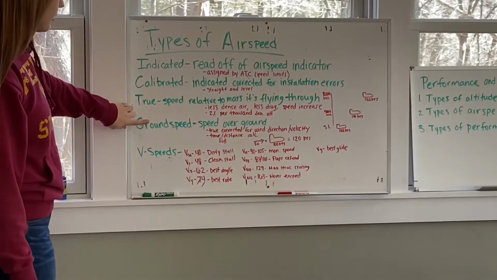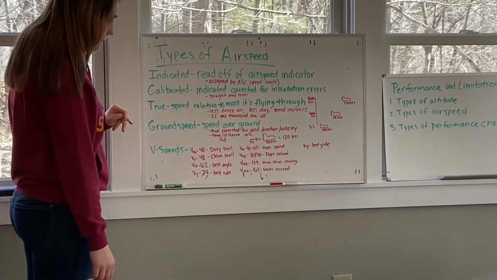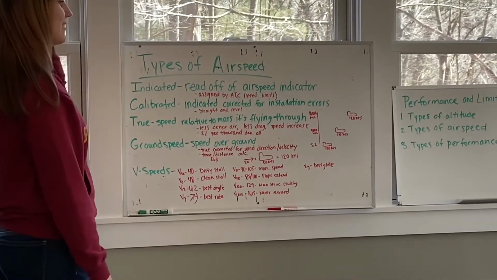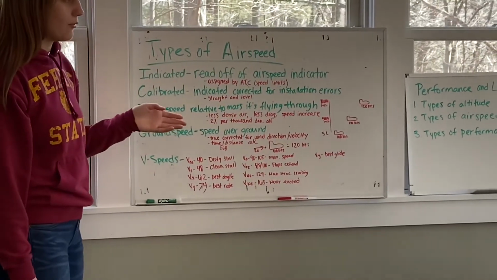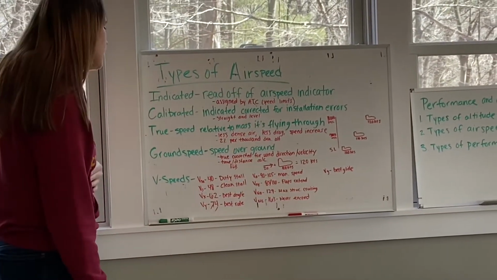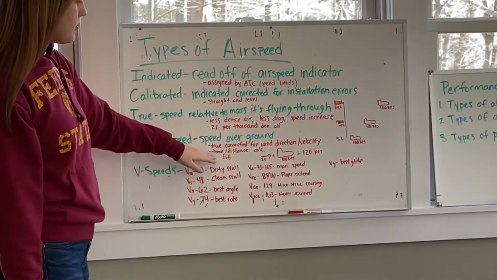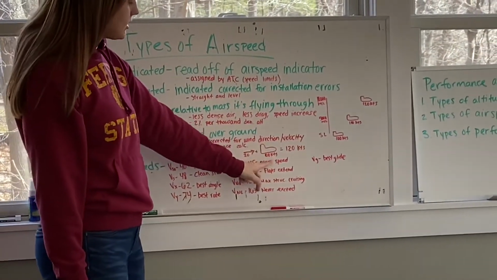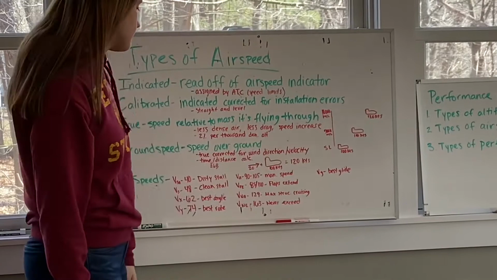Next, we're gonna talk about ground speed, which is the speed you're going over the ground. So this is how you can compare your speed to how fast the cars are going if you want to. This is your true airspeed corrected for the wind direction and velocity, so where it's coming from and how fast it's going. You can find your ground speed using your E6B. I'll go over that in a second. Say you're flying at 100 knots and you have a 20 knot tailwind, your ground speed is going to be 120 knots.